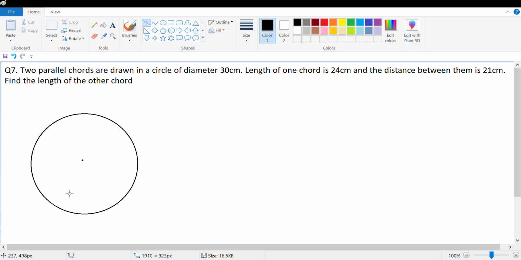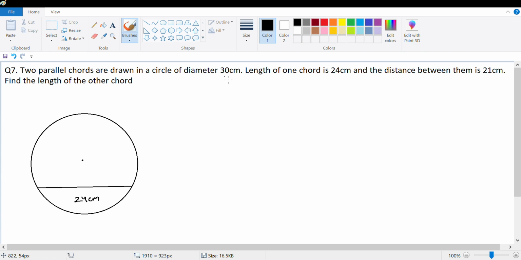Two parallel chords are drawn. Length of one chord is 24. Okay, so this is length 24. Next, distance between the two chords is 21 centimeter. Okay, so can the chords be on the same side of the circle?